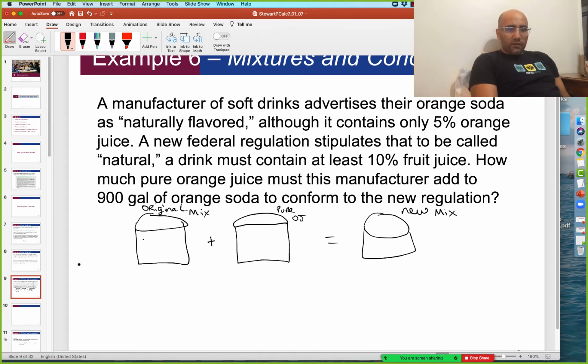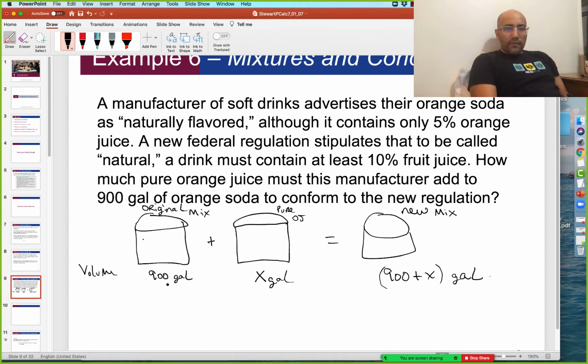So volume-wise, well, this is 900 gallons. That's what the original mix was. And this, we don't know how much this is. We're going to mix them together, but the question is exactly this right here. How many gallons of pure orange juice? So this is unknown. X gallons of pure orange juice. They're going to be brought together, and therefore the final mixture is going to be equal to 900 plus X gallons. A conservation of volume here.